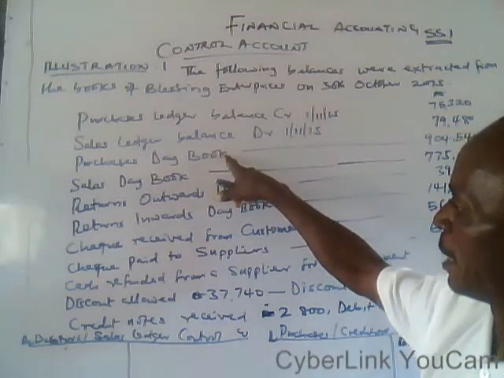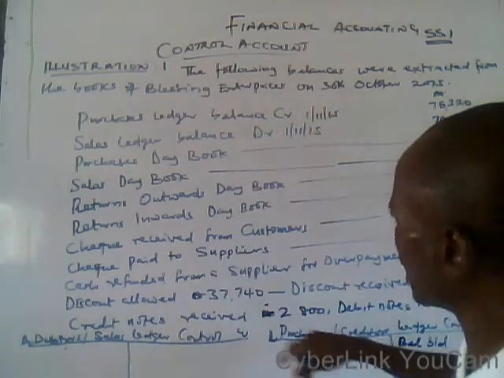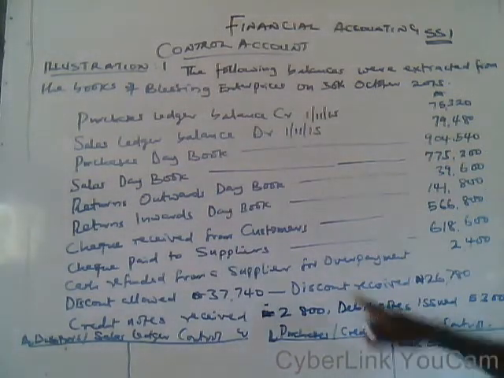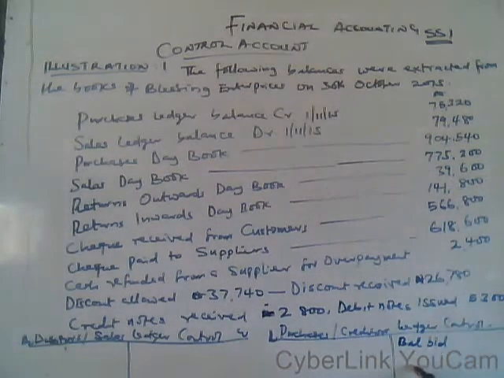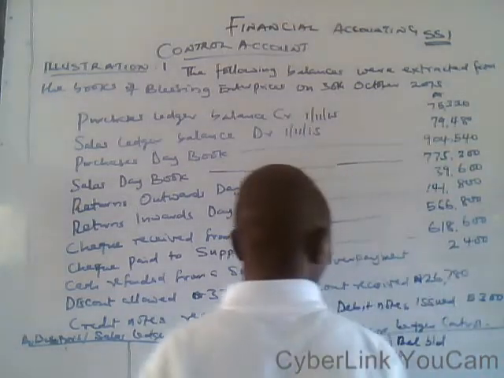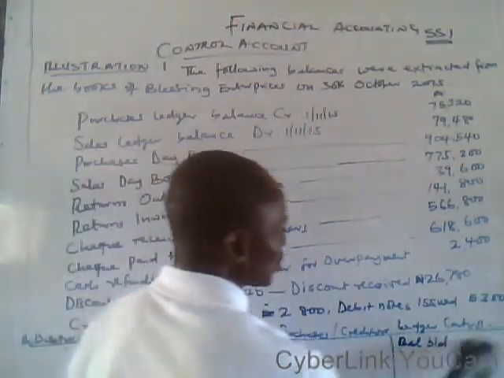And the purchase day book, here you have the purchase day book. You transfer it to the credit side of this purchase ledger control account. Immediately after your opening balance, you have a purchase on the credit side.